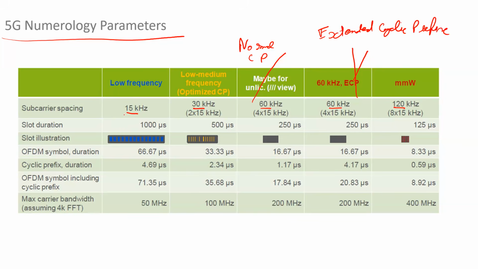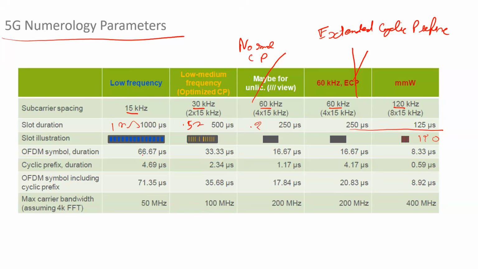Okay, so subcarrier spacing can be 15, 30, 60, and 120, and slot duration can be 1 millisecond, 0.5 millisecond, 0.25 millisecond, and so on, right? And slot size will be reduced as we move from subcarrier spacing 15 to 120. It will be 15 here and 120 here. What about OFDM duration? It will reduce as we move from 15 to 120.